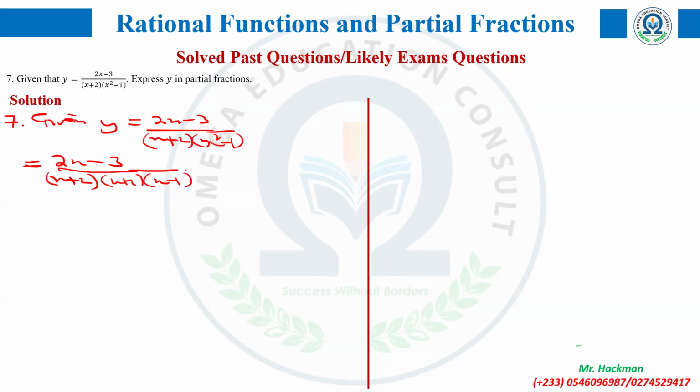So here I have 3 linear factors, so I'll get 3 fractions. Identical to A over x plus 2, plus B over x plus 1, plus C over x minus 1. Take my LCM, then move on. Is my point well made? Any questions here before we move on to the next one?